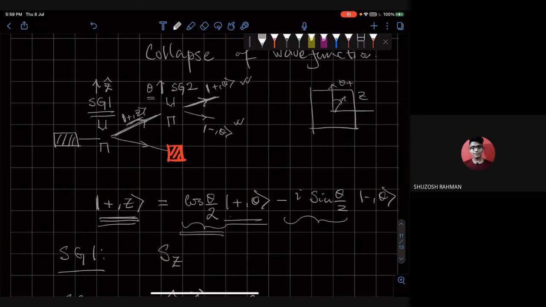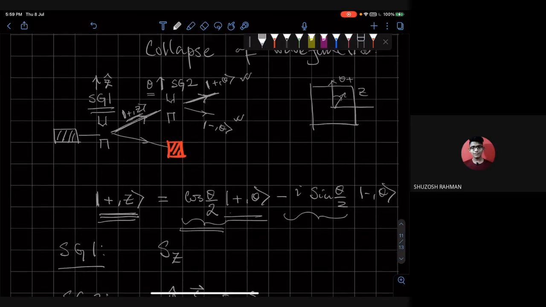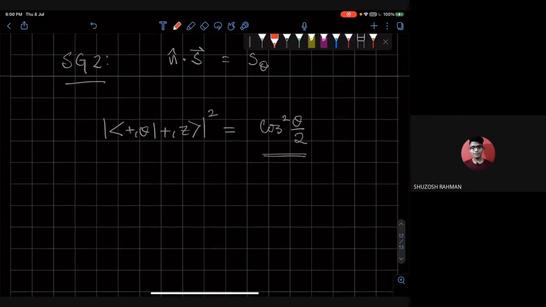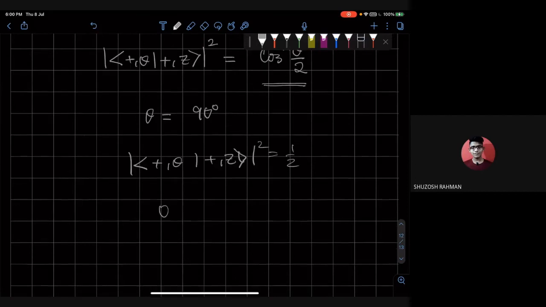Okay. And now we will further block this one. Now let's look at this expression. When theta is 90 degrees, what do we get? Half, yeah. And when theta is 180 degrees, we get 0.